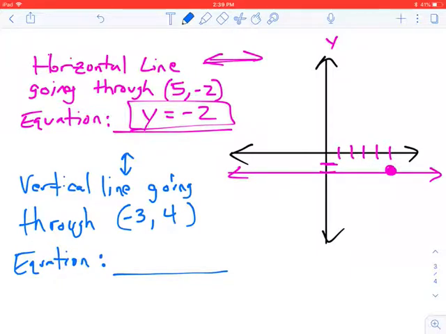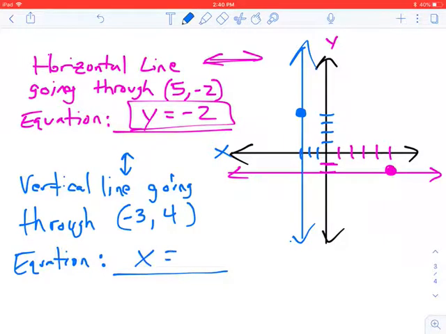So -3, 1, 2, 3, 4, 1, 2, 3, 4. So -3, 4 would be right here. And it's a vertical line going through that point, so here's my vertical line. And so again, it crosses the x-axis. So since it crosses through the x-axis, x equals whatever that x value is, which is -3. And there we are. Those are our two vertical and horizontal lines.